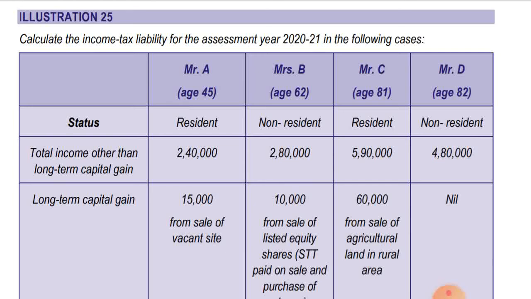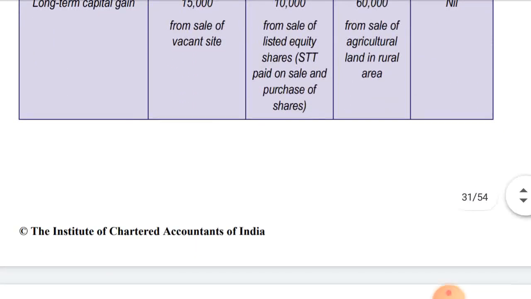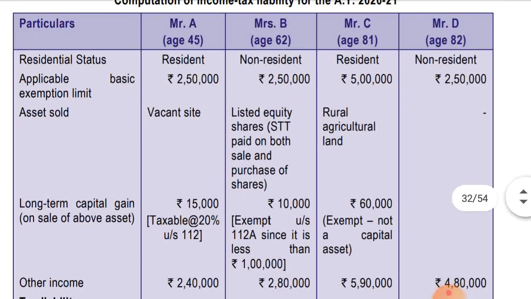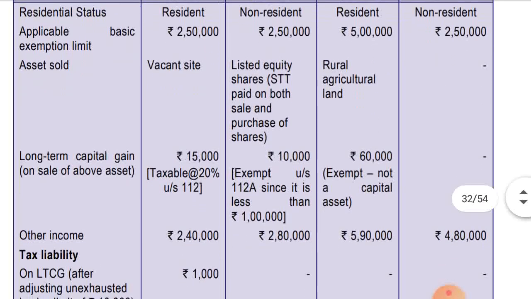We'll go one by one. Let's start with Mr. A. He is 45 years, he is a resident, so he will be getting a basic exemption limit of rupees 2,50,000. His total income other than long-term capital gain is 2,40,000. Long-term capital gain is 15,000 from sale of vacant land. So computation of income tax liability for the assessment year 2021. Residential status is resident. Applicable basic exemption is 2,50,000. Asset sold is vacant land. Long-term capital gain is 15,000 on sale of the above asset, taxable at the rate of 20% under section 112. Other income is 2,40,000.